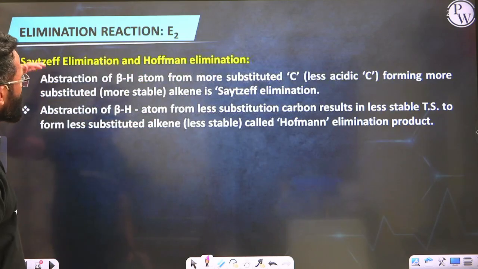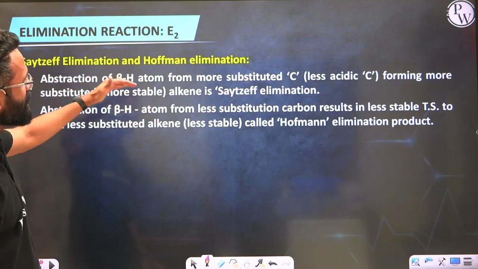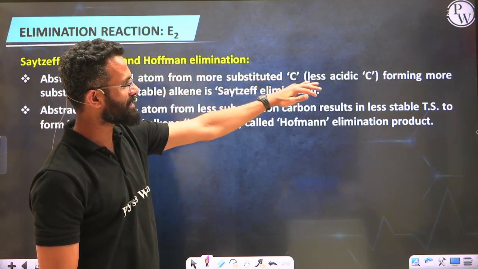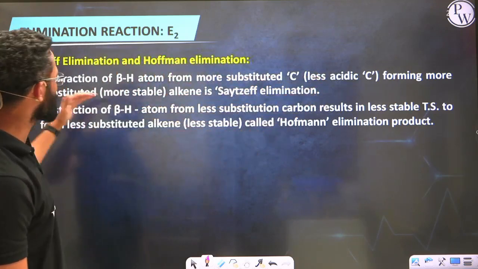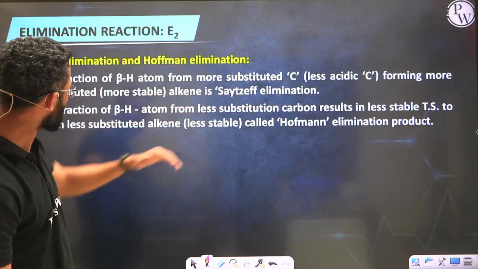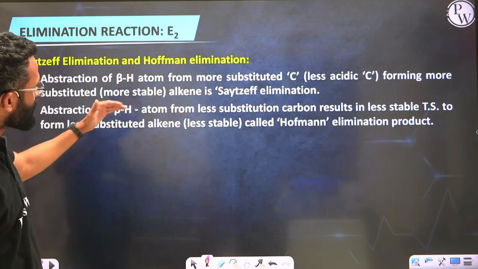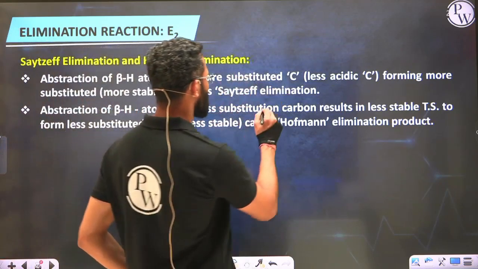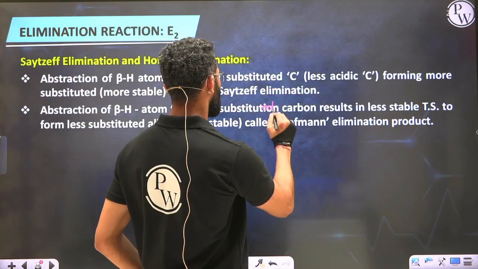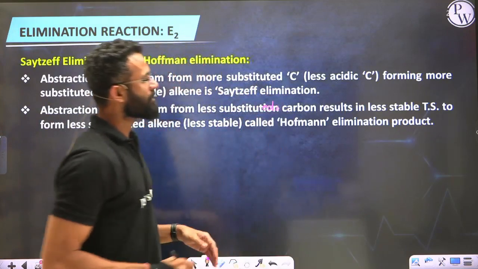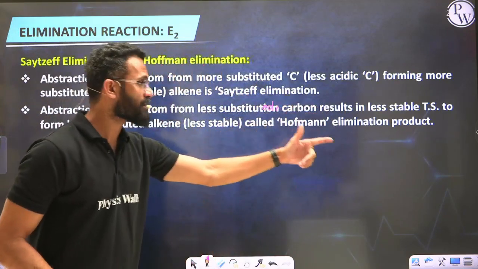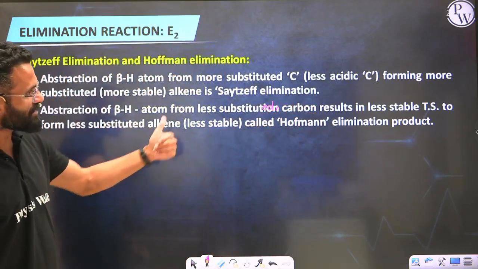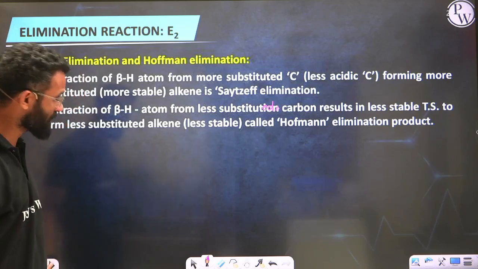What is Saytzeff elimination? When abstraction of a beta hydrogen atom takes place from the more substituted carbon, that is the less acidic H, forming the more substituted alkene, it is Saytzeff elimination. And when the abstraction of a beta hydrogen atom takes place from the less substituted carbon, resulting in a less stable transition state to form the less stable or less substituted alkene, it is called the Hofmann elimination product. Well, we have studied this.